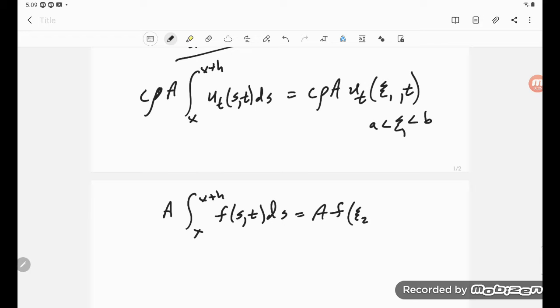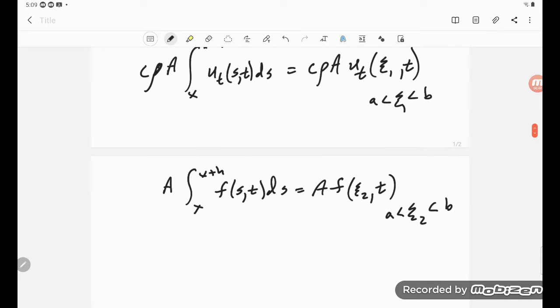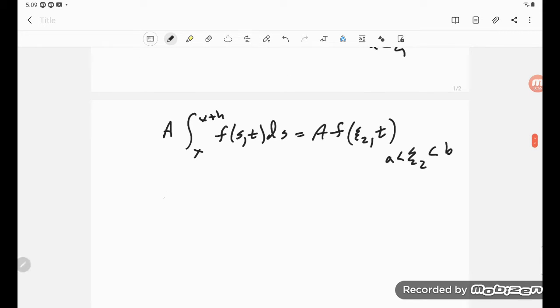And then f of c2 and t. And again, a is less than c2, less than b. Again, these are different functions, so there's no reason to believe that those two values where the derivatives match the average value of the function would be at the same place because they're two different functions. So we have that. And the flux doesn't change because it was not an integral.